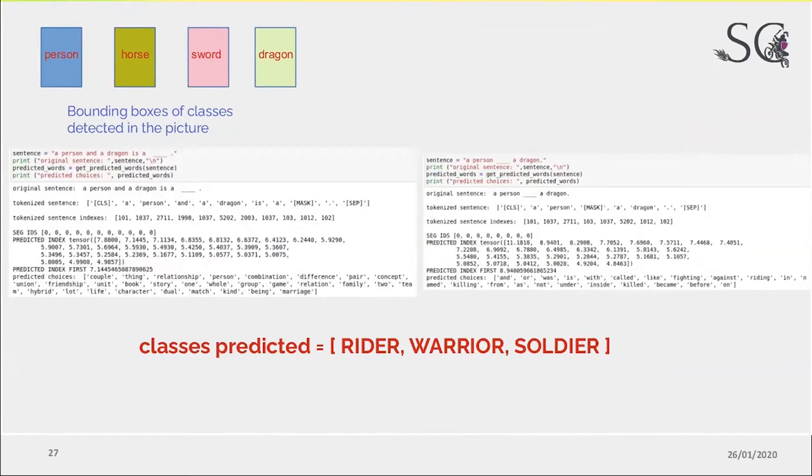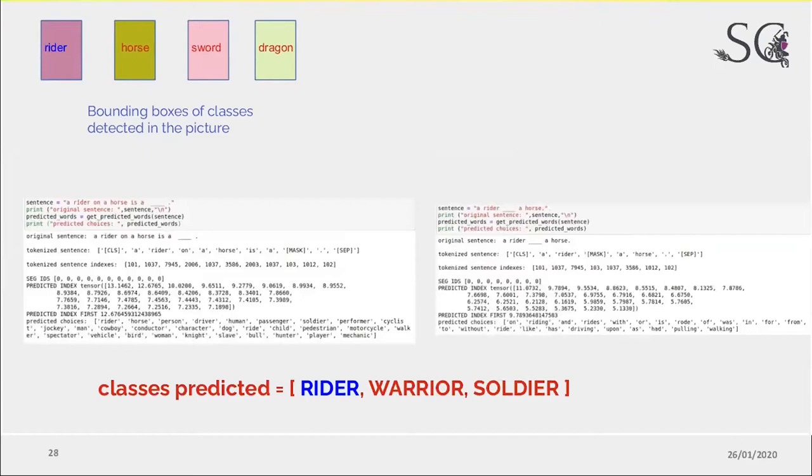As for dragon, we see that the score values are below 10, so we cannot infer another class. Then, from person, we have predicted that maybe this person is a rider or a warrior or a soldier. Then, person is relabeled as a rider, the first guess class, and then we perform the same procedure between rider, horse, sword, and dragon, and we perform the same thing.